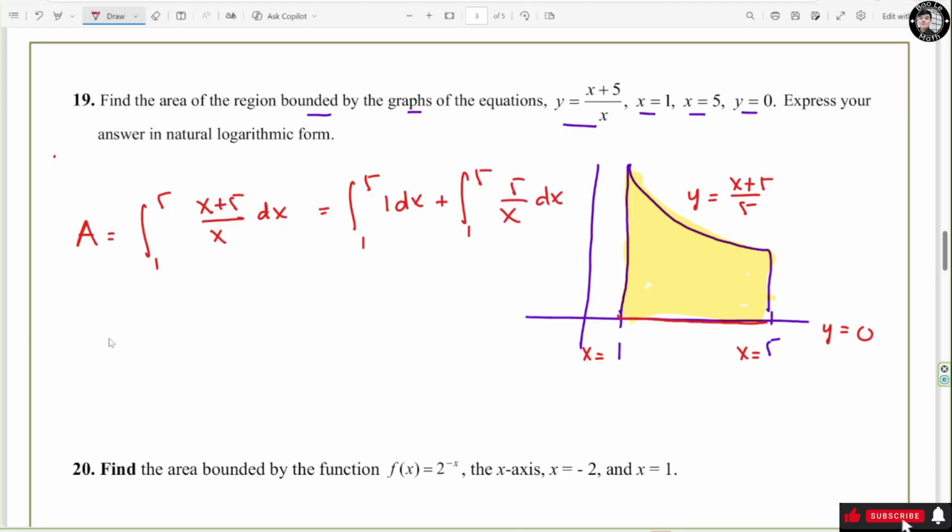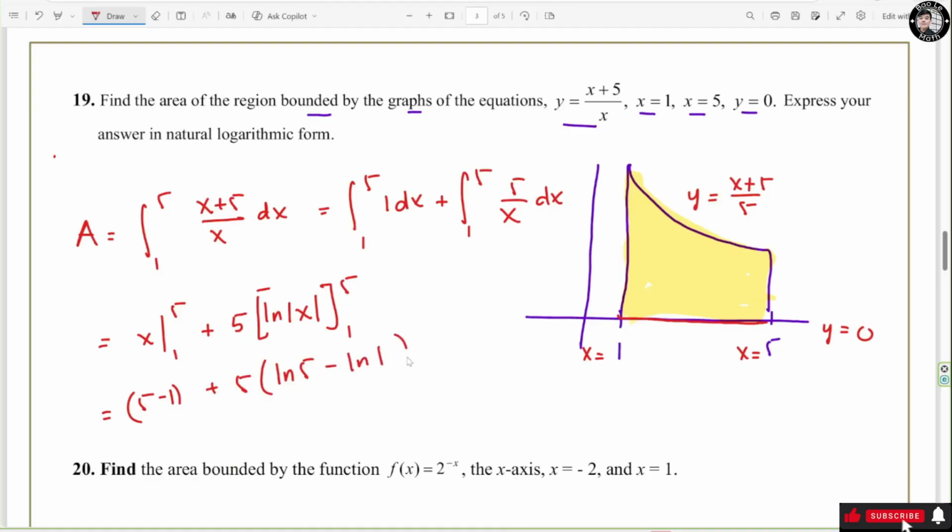So this turns out to be s evaluated from 1 to 5, plus, bringing 5 to the front, ln absolute value of s evaluated from 1 to 5. So this turns out to be 5 minus 1, and this plus 5 times ln of 5 minus ln of 1. So it could be 4 plus 5 ln 5.